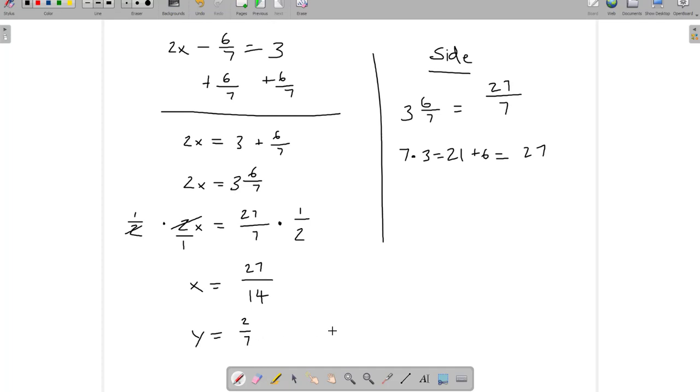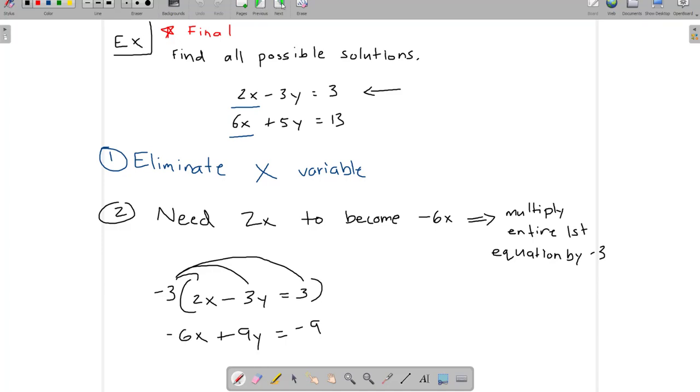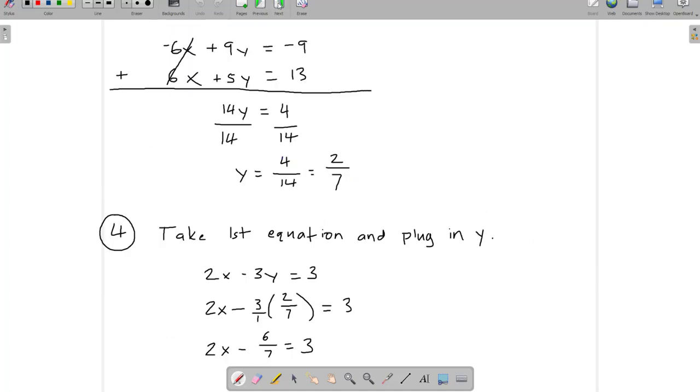Assuming we did everything correctly, but we'll go back and check our work to make sure we did it right. Let's just go ahead and do that right now. Check. Step 5. Go back and copy my equations one more time. 2x minus 3y equals 3.